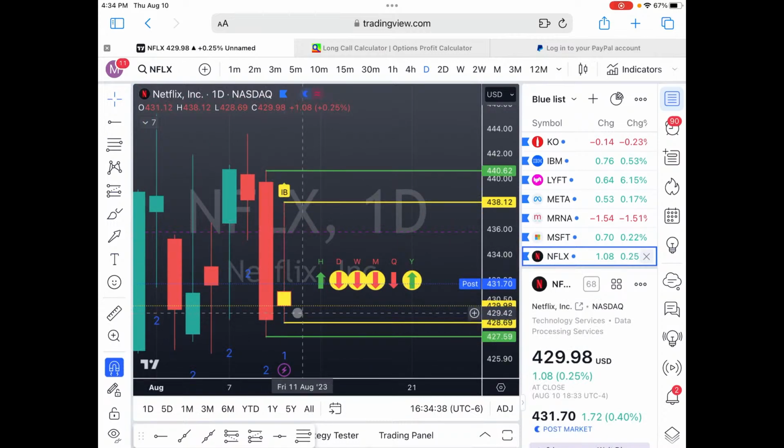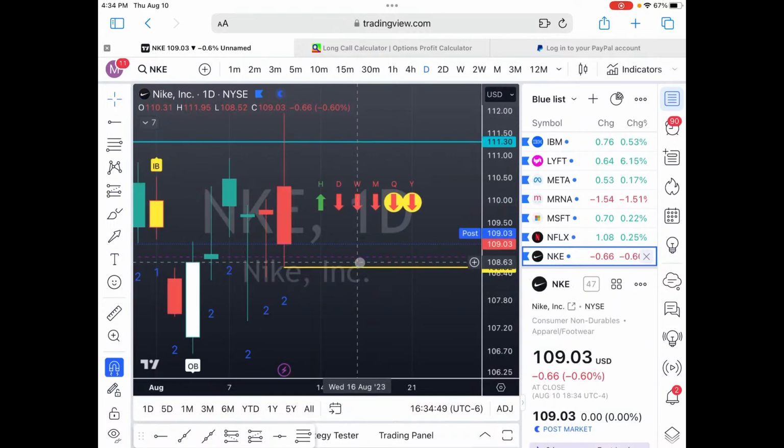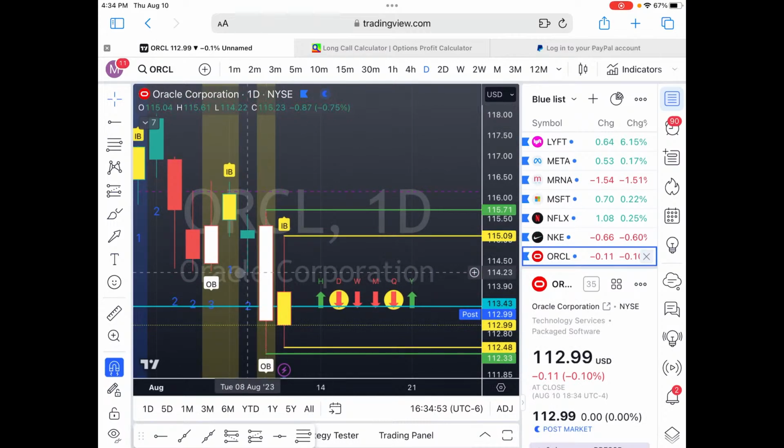Netflix inside bar shooter candle. So we can look for the puts there at 428.69. First target's marked out. And again, time frame continuity pushing towards the downside on that one. Nike 2 up red. We look for the puts there at 108.52. Oracle 3-1 setup.